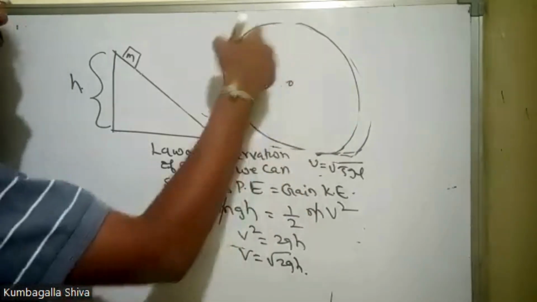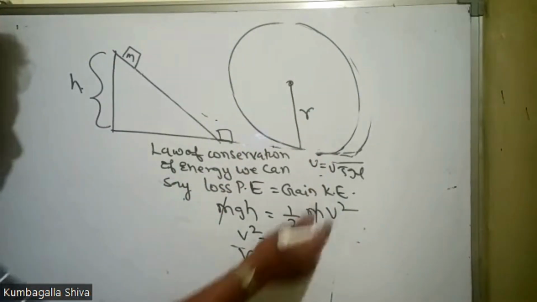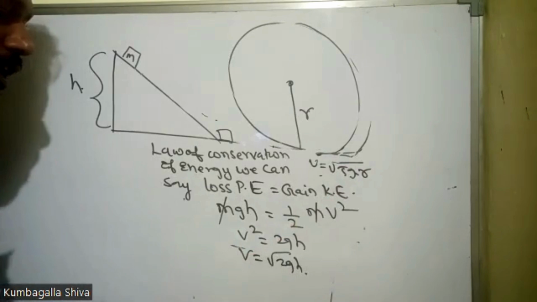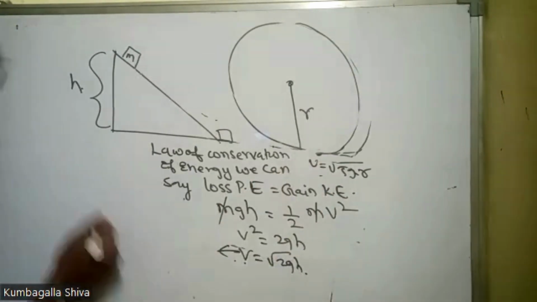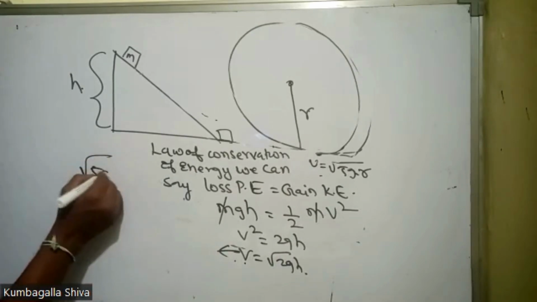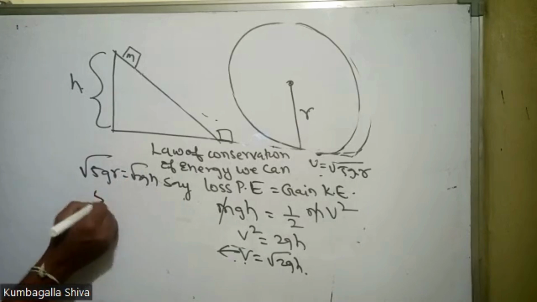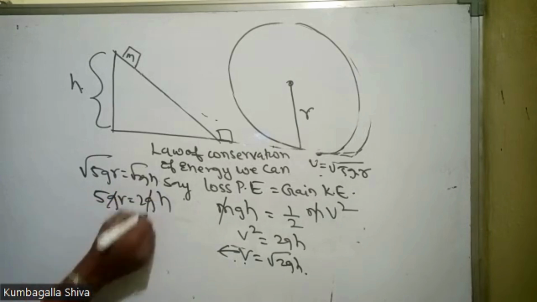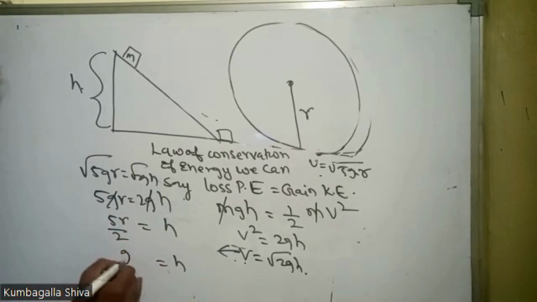To make a circular motion with radius r, in place of L, I'm going to replace it with R, that is √5gr. Now v is equal to √2gh, so just use the equation of the velocity, which is √5gr. √5gr is equal to √2gh. If you remove the square root on both sides, you get 5gr is equal to 2gh. g gets cancelled. Therefore, h is equal to 5r by 2. So h is equal to 2.5 into r.